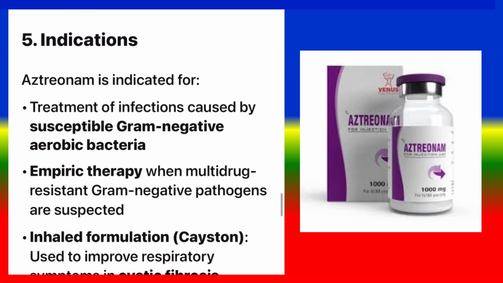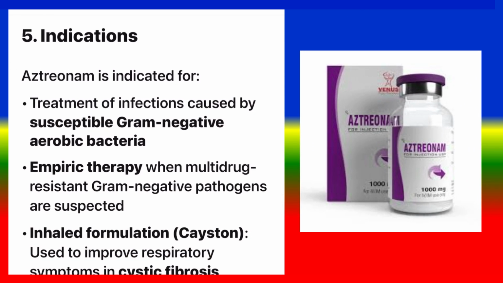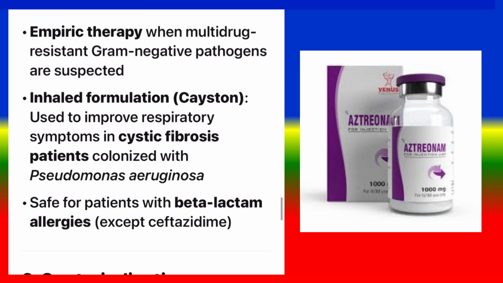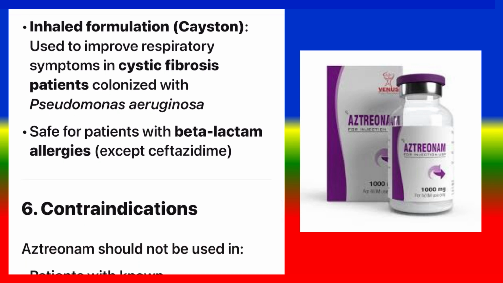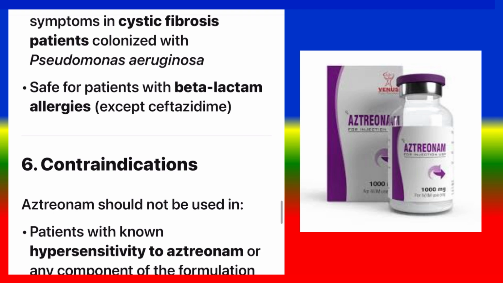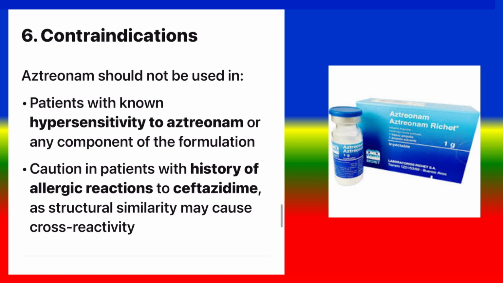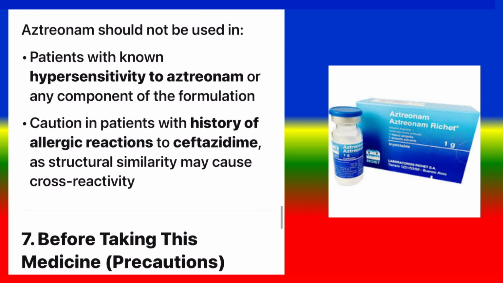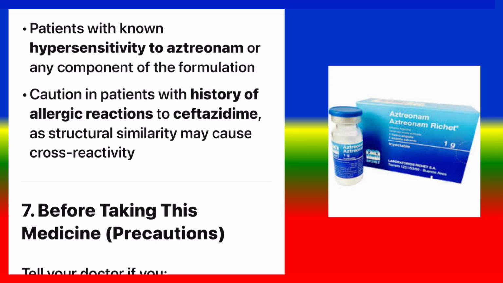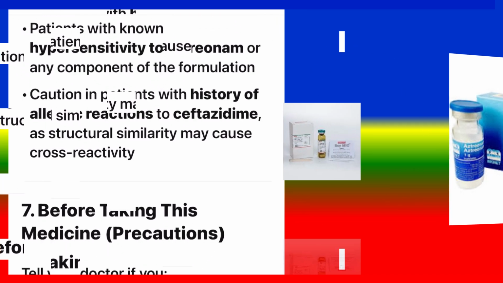Number 5. Indications. Aztreonam is indicated for treatment of infections caused by susceptible gram-negative aerobic bacteria, and for empiric therapy when multidrug-resistant gram-negative pathogens are suspected. The inhaled formulation Cayston is used to improve respiratory symptoms in cystic fibrosis patients colonized with Pseudomonas aeruginosa. It is safe for patients with beta-lactam allergies, except cephalosporins. Number 6. Contraindications. Aztreonam should not be used in patients with known hypersensitivity to Aztreonam or any component of the formulation. Caution in patients with history of allergic reactions to cephalosporins, as structural similarity may cause cross-reactivity.